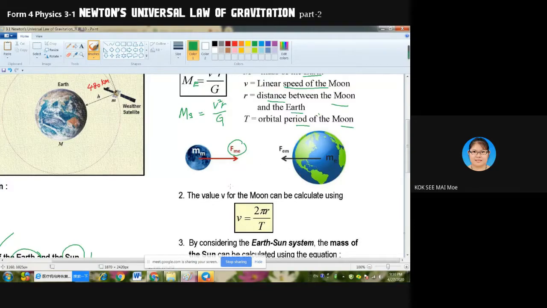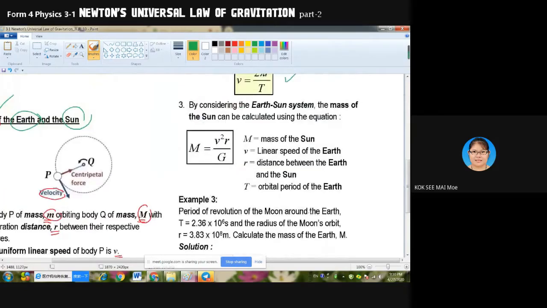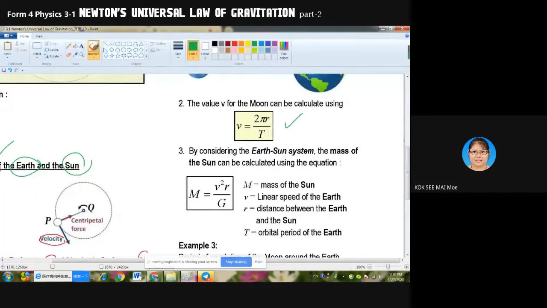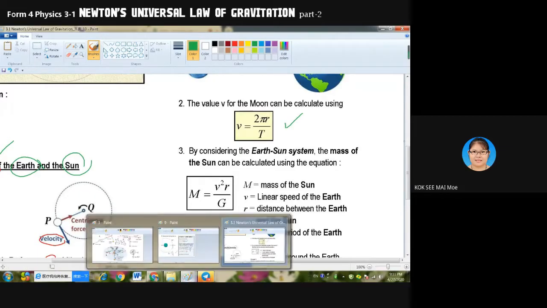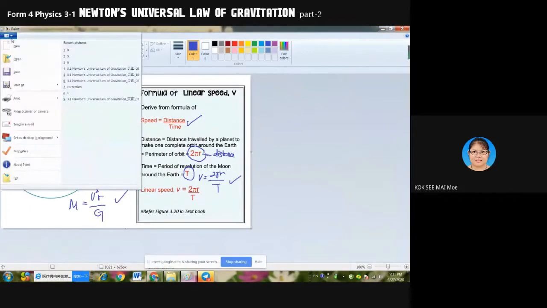From here, just now I showed you the velocity and how to find it. This is all the information. One last thing that your notes don't have: I want you to write it yourself on your paper. Okay, I open it first.